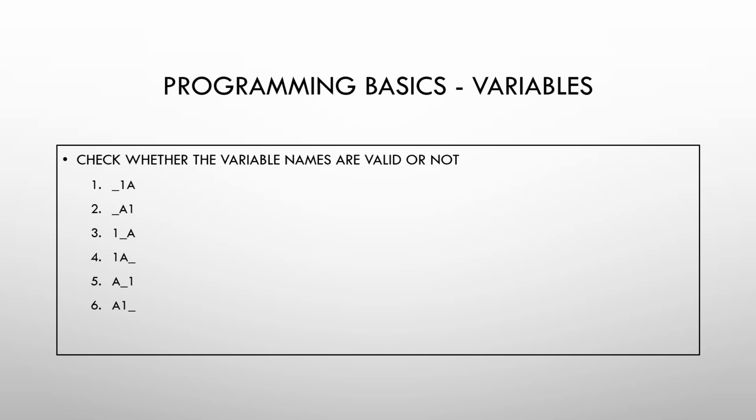And the only symbol allowed in a variable name is underscore, and a variable name can start with either alphabet or underscore. So these are the rules on how to name a variable.